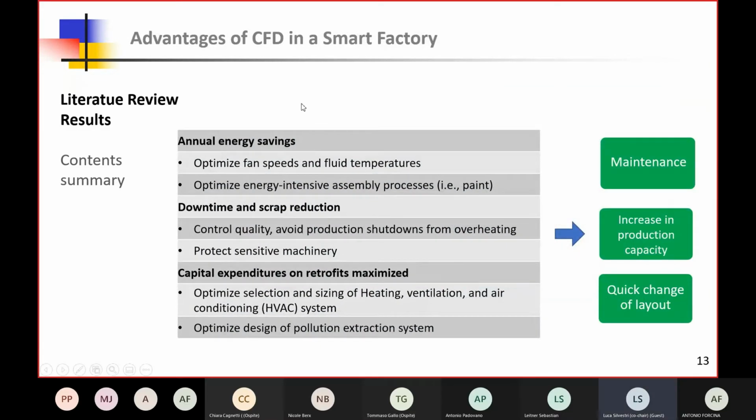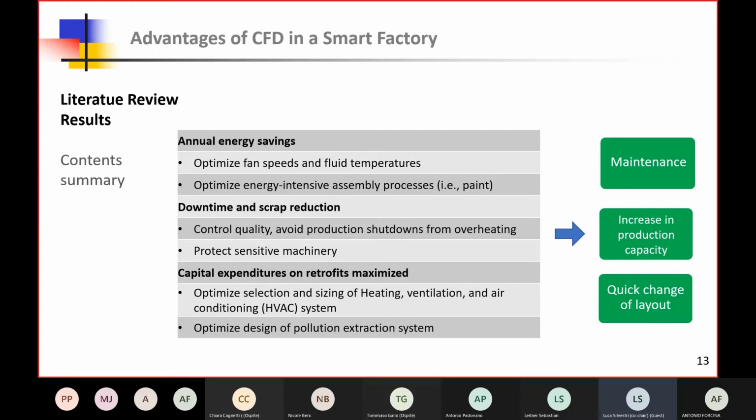Here I collected the main advantages that I found for the implementation of CFD in a smart factory. First, it is possible to obtain an annual energy saving, optimizing fan speed and fluid temperature, but also energy intensive assembly processes. Furthermore, downtime and scrap can be reduced, avoiding production shutdowns, for example, from overheating. It's also possible to protect in the same manner sensitive machinery.